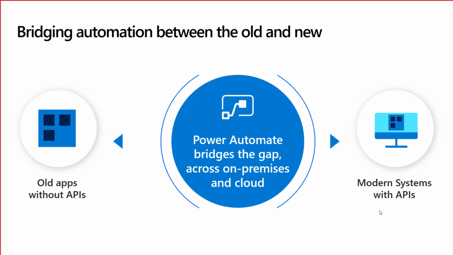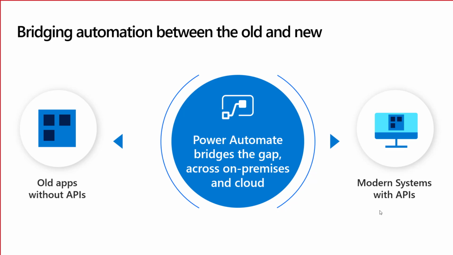And this is one of the simplest slides in the whole presentation, but this is probably one of the most meaningful slides in the whole presentation. We do have on the right-hand side modern systems with APIs. And that's API flows, right? That's the Power Automate that you know and have been using the last 3-4 years, right? So you can connect to all of those M365 services like I did in the demo. You can connect to ServiceNow and Salesforce and Adobe Sign and all of those other third-party services as well.